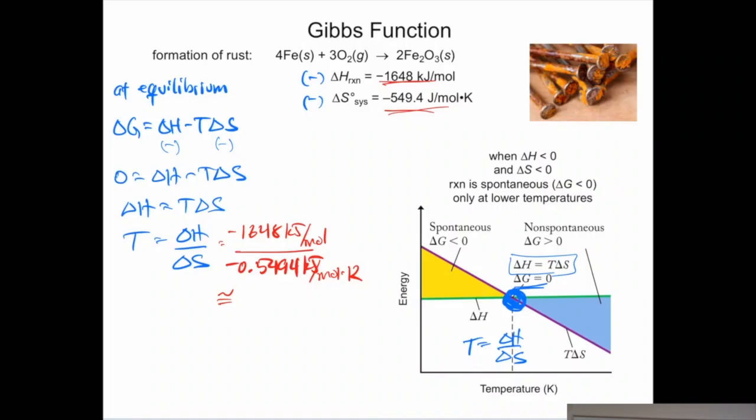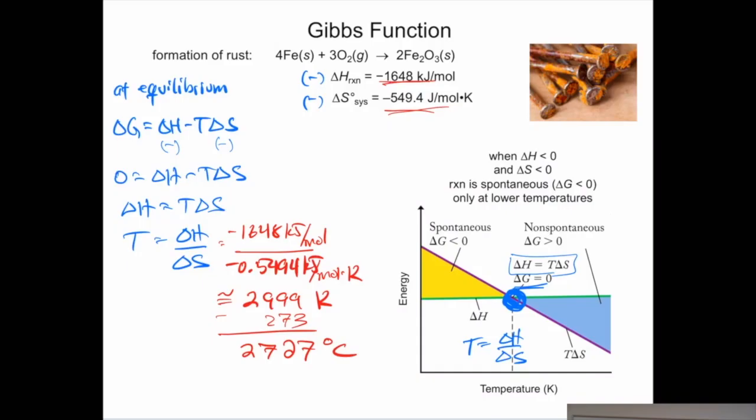So now we can do the calculation. What do we get? About 3,000. Let's put some more digits: 2,999 Kelvin. And then if we want that in Celsius, we have to subtract 273 from that. We still get a pretty large number, 2,700 or so degrees Celsius. I'm not worried about sig figs here, okay?